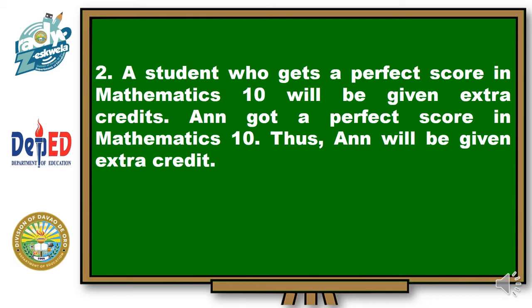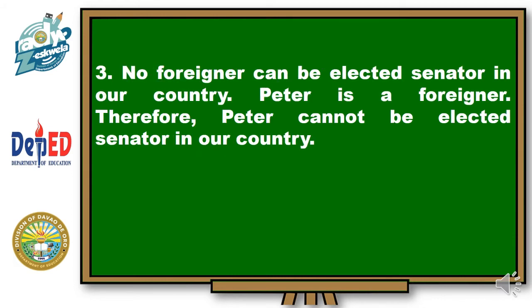Again, for item number 2. A student who gets a perfect score in Mathematics 10 will be given extra credits. Anne got a perfect score in Mathematics 10. Thus, Anne will be given extra credit. Now, let's proceed to item number 3.